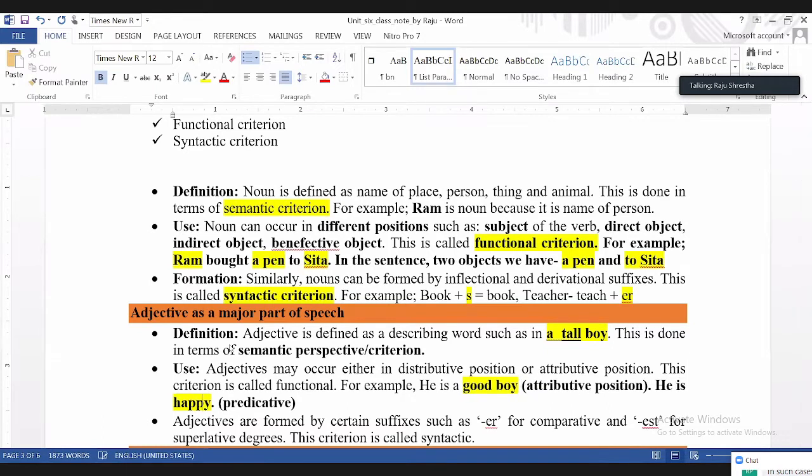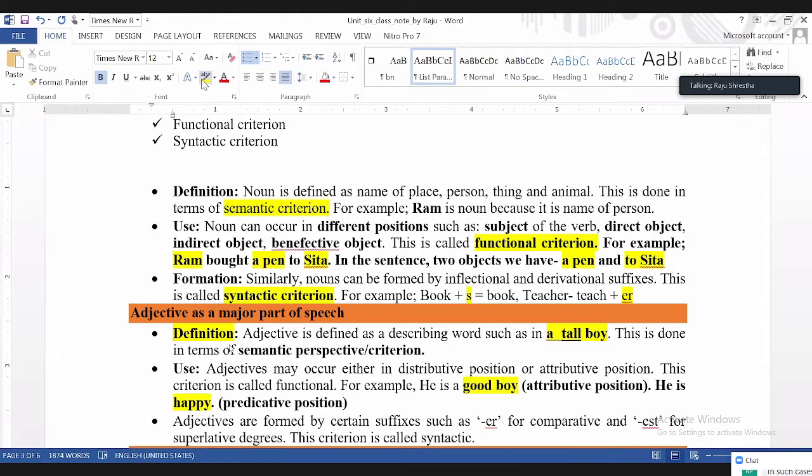Then next one is attributive position. He is happy. This is predicative position. After what, be verb. So this is about what use or what function. Function part बाट use part बाट हेर्दाखेरि definition को part बाट हेर्दाखेरि त अथवा semantic perspective or criterion.